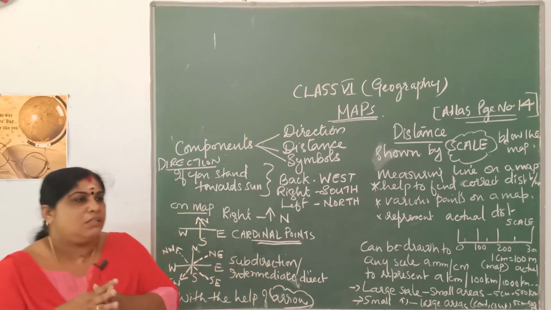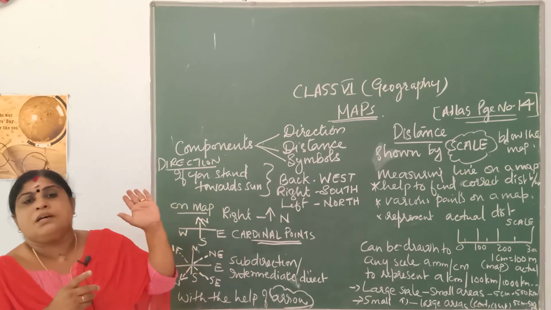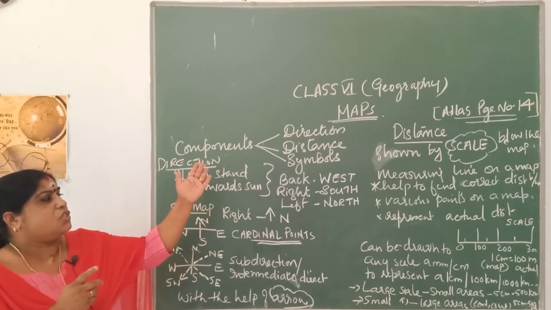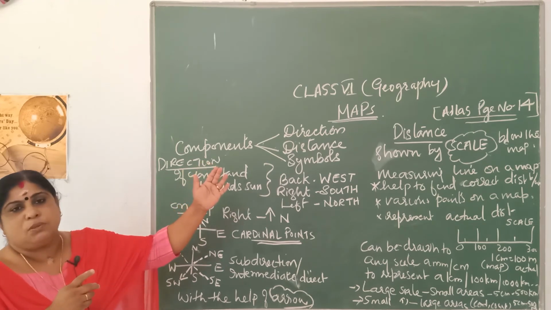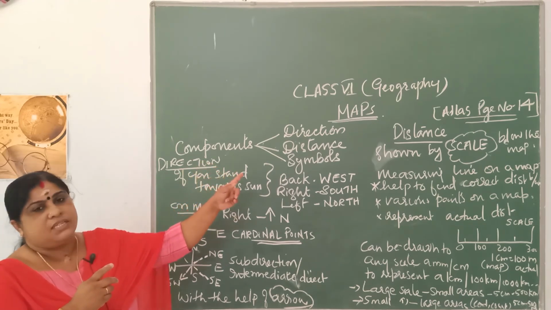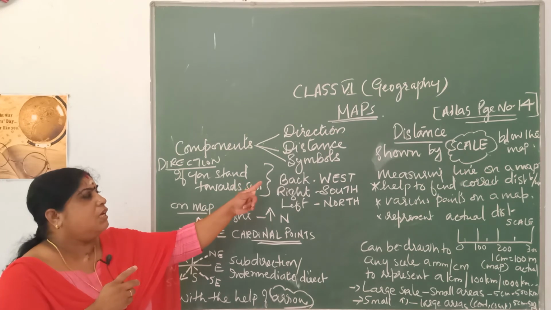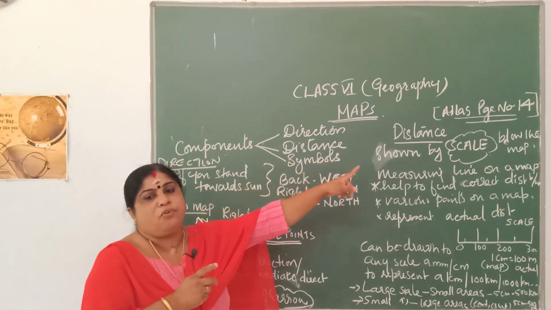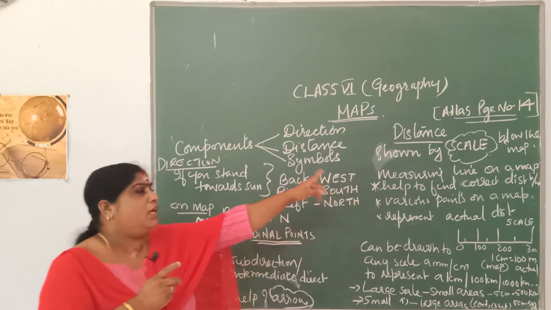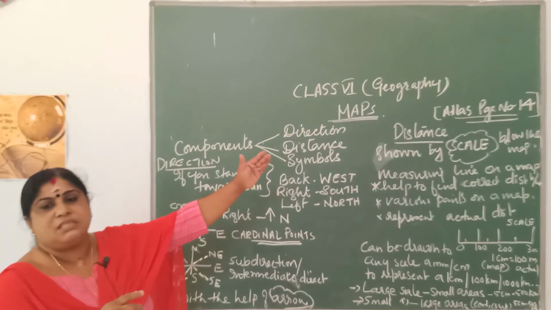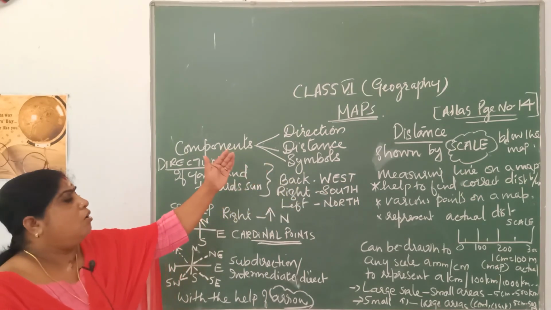So these are the different components of maps: direction, distance and symbols. You have your atlas with you, and these different symbols can be seen on page number 14 in your atlas. If you have an atlas with you, you can take page number 14 and find out the different symbols that are used on maps.